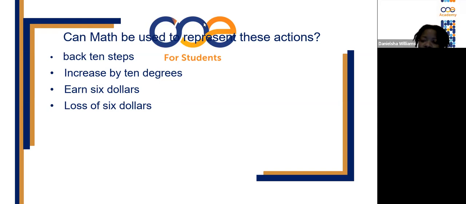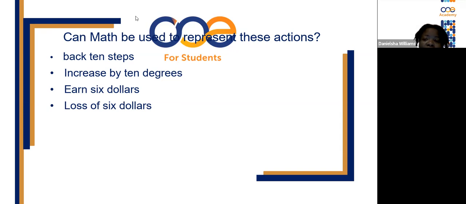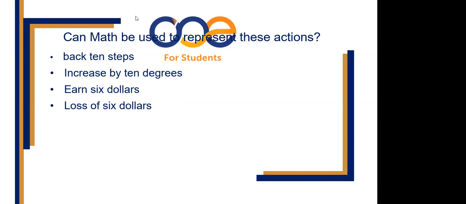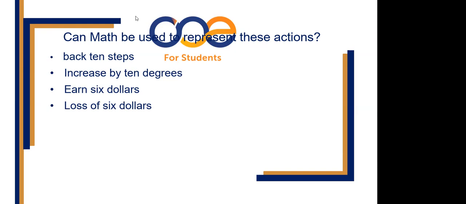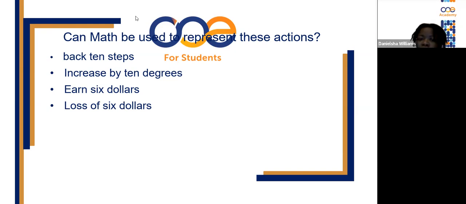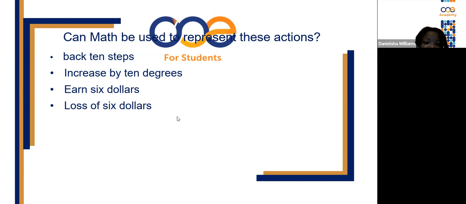Okay, anyone else would like to try? Miss. $16. Okay, how did you get that $16? What did you do? $10 plus $6. Okay, so when you're earning, it's a plus, that's a positive, that's an additional amount. And then a loss of $6 would be subtracting. All right, thank you very much.